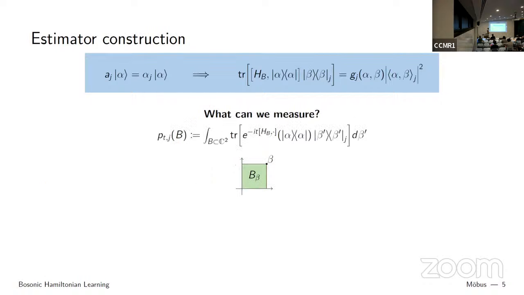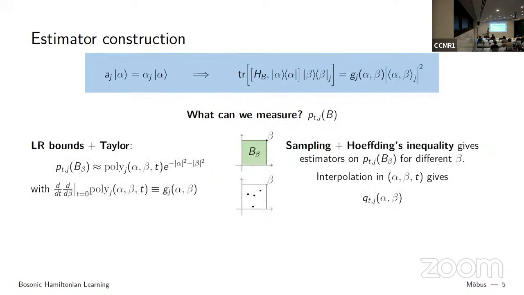Okay, but now in practice again, we don't just get these probabilities here. We really need to sample. So what we do is we just check in this box whether there's a point or not. So this is the estimator at the end. And by Hoeffding's inequality, this shows us that we can estimate those points here, for different alpha, beta, and t's.